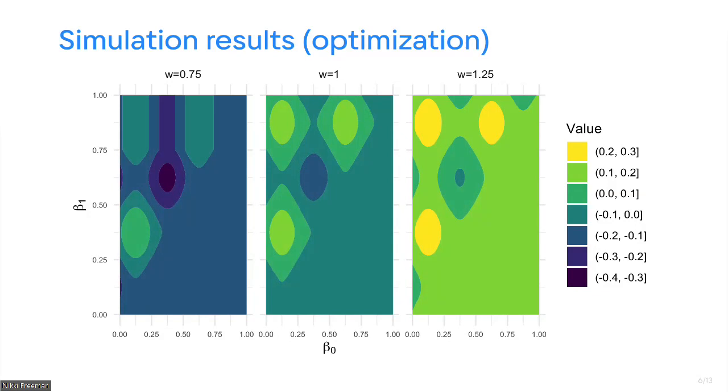So if we were going to try to find an optimal treatment rule, we would want to find those that put us, say, pick the ones that have parameters in these lighter regions. Okay, so that's what this is. So these are the true values.